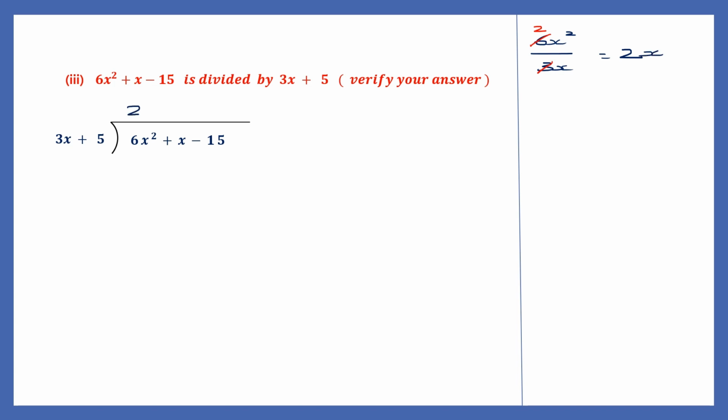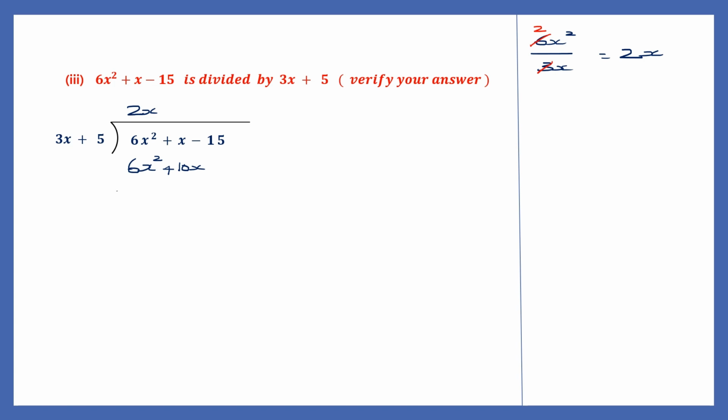So that we're going to write in the quotient. We have 2x. Now let's multiply 2x with every term in the divisor. So first 2x into 3x and then 2x into 5. So 2x into 3x: 2 3s are 6, x into x is x square. Now 2x into 5. So the sign is plus. 2x into 5 is 5 2s are 10, 10x.